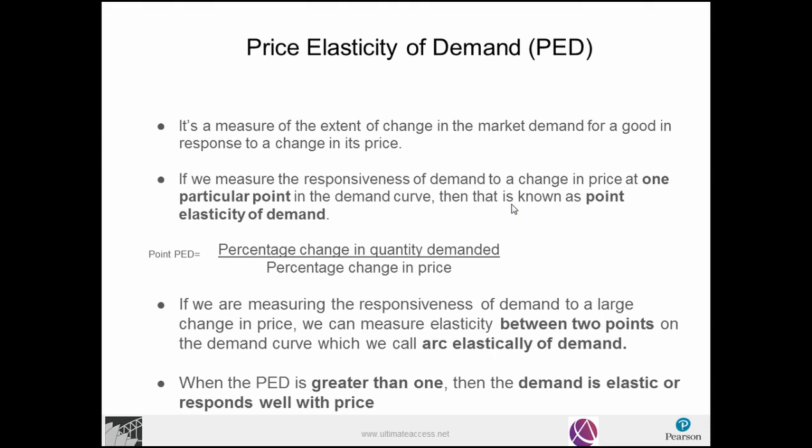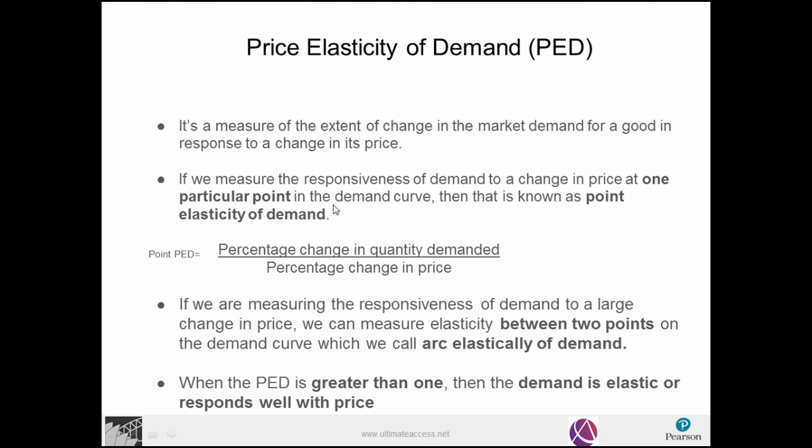If you find a good actually responding in the way it should, like, for instance, we've already given the example that demand will increase if the price goes down, and the demand of a certain good has increased because its price has gone down, then we consider that good to be elastic. So that is what price elasticity of demand is. Now, if we measure the responsiveness of demand to a change in price at one particular point on the demand curve, then that is known as point elasticity of demand.